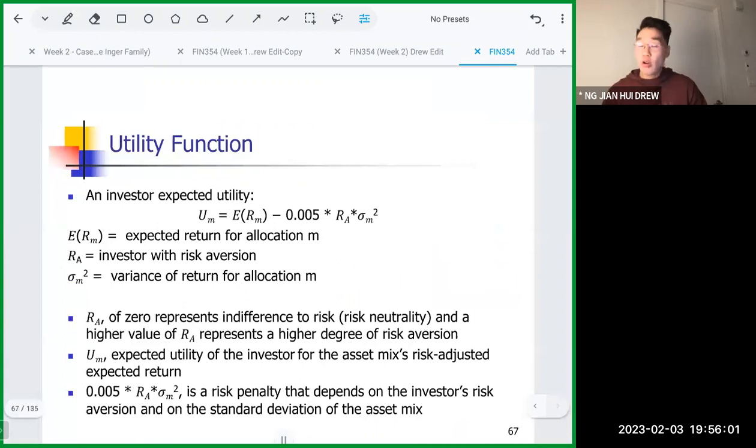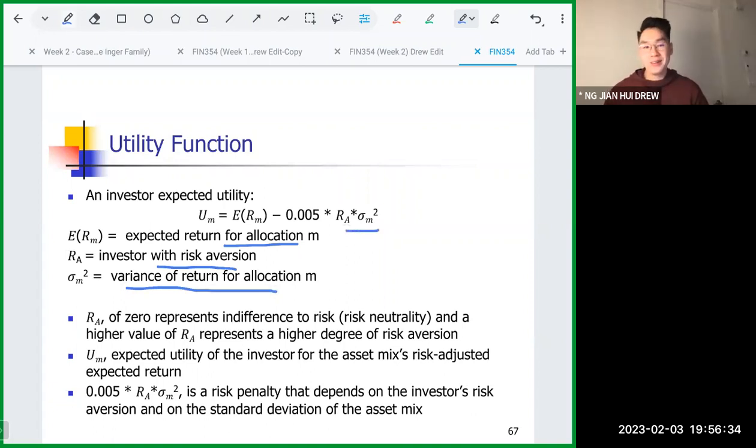And we'll look at the graph again later to talk about how we understand utility, but then we have a formula to calculate utility function here. So the utility or expected utility of an investor is given by U, which equals the expected return of the portfolio minus 0.005 times RA, which is the risk aversion number of the investor, multiplied by the variance of the portfolio.